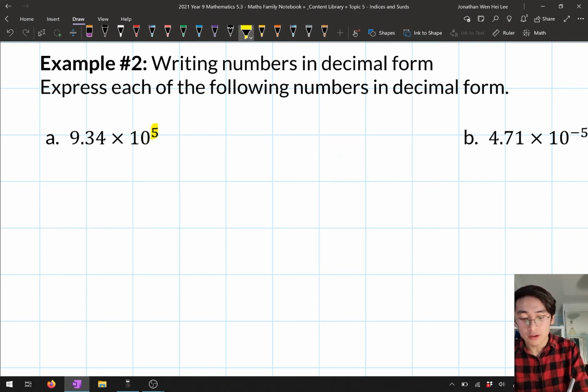Now, the power of 10 is just here, 5. Now, is that a big number or a small number? Well, because it's a positive number, it's going to be big. So that means I need to move my decimal point to the right. And here, this power 5 just tells me I need to move it to the right 5 times.